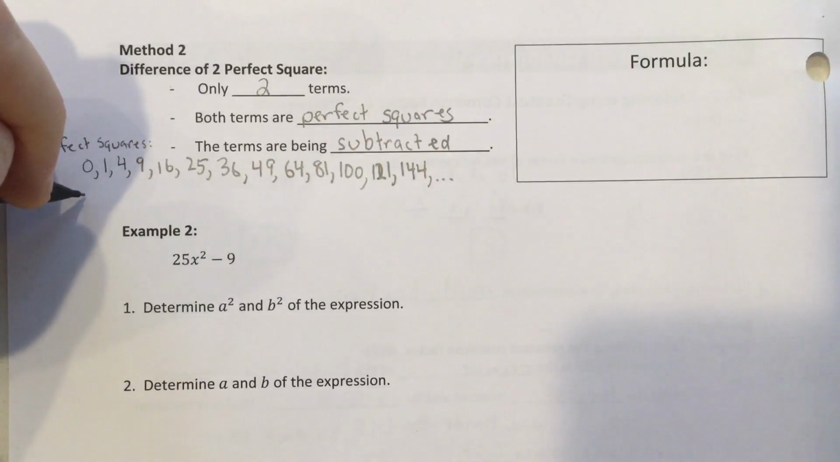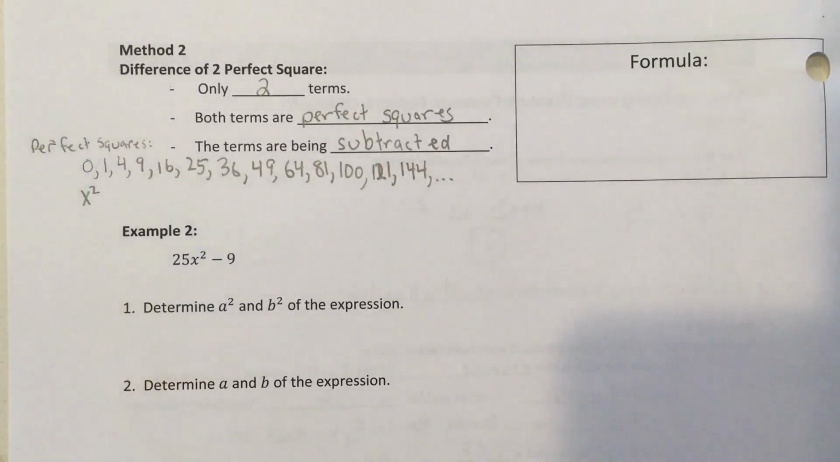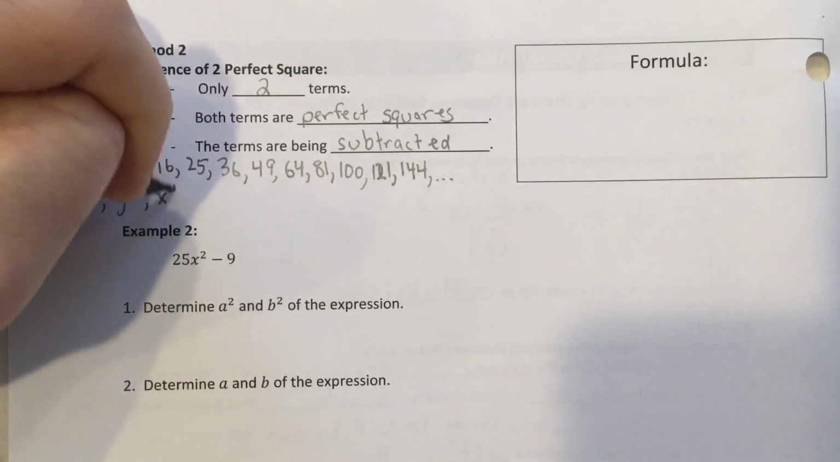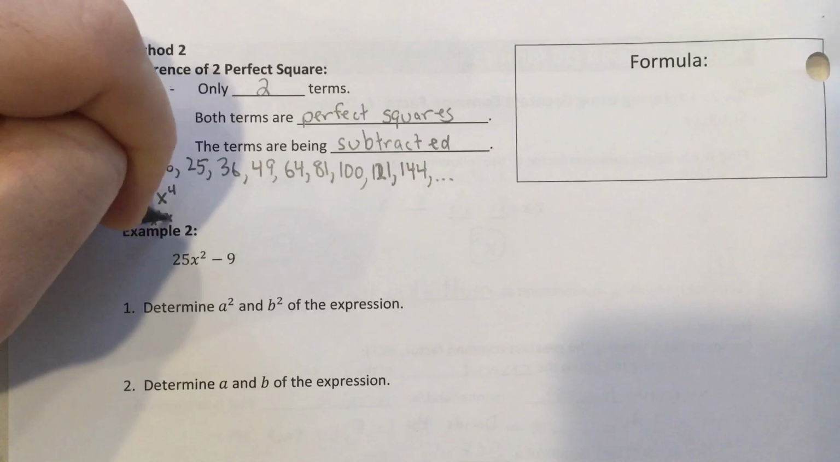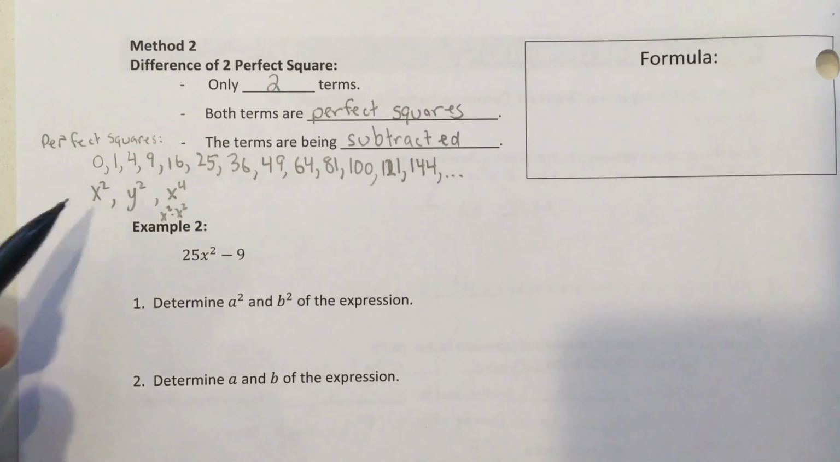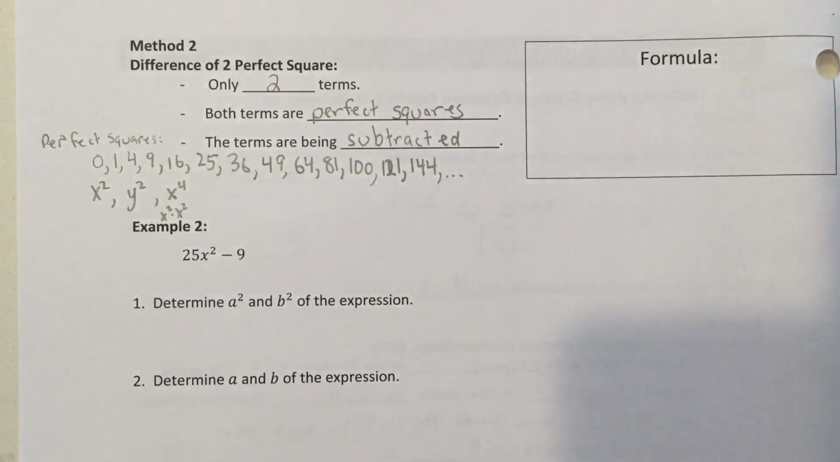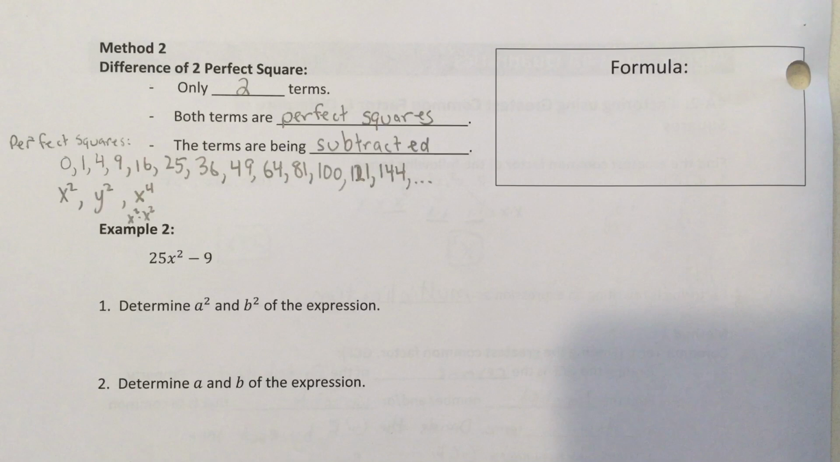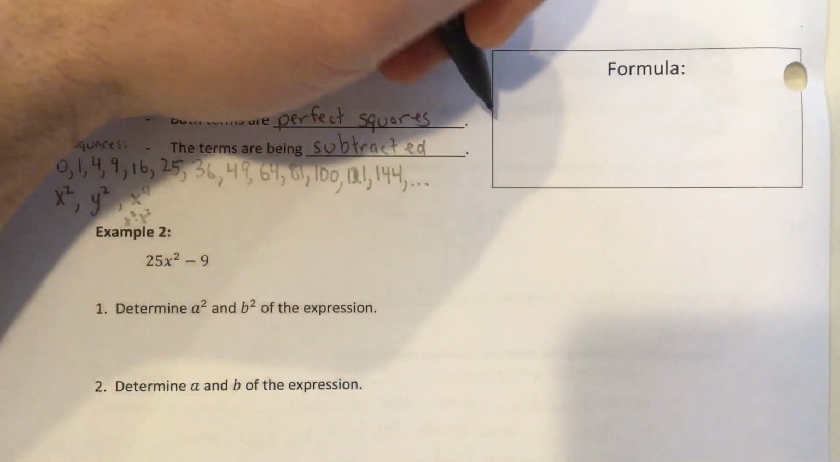Other perfect squares, though, are x squared, because x times x is x squared, or y times y is y squared, or x to the fourth, because that's x squared times x squared. So keep those in mind: you're going to have variables, and really any even exponent would be a perfect square. So you have a formula for difference of squares.